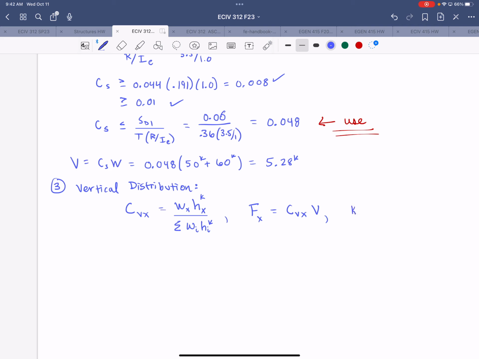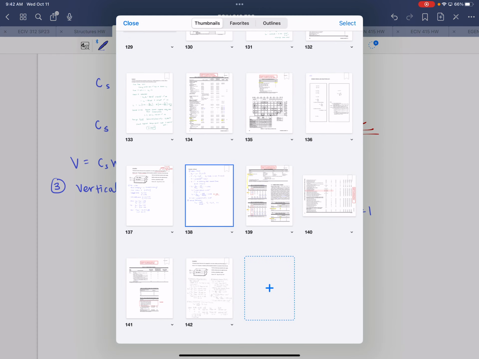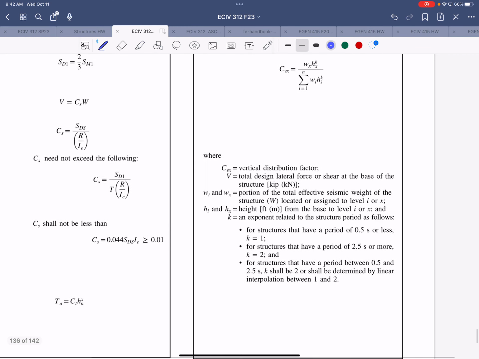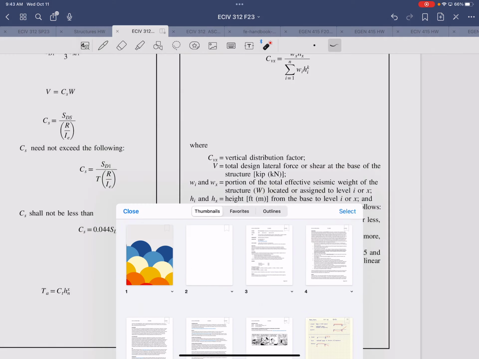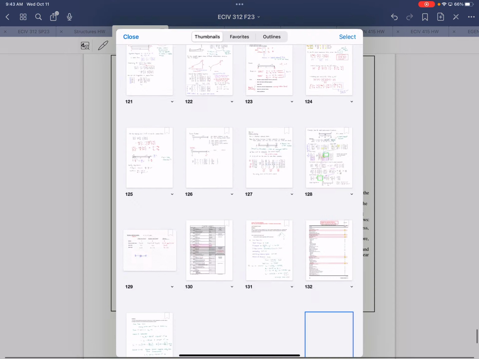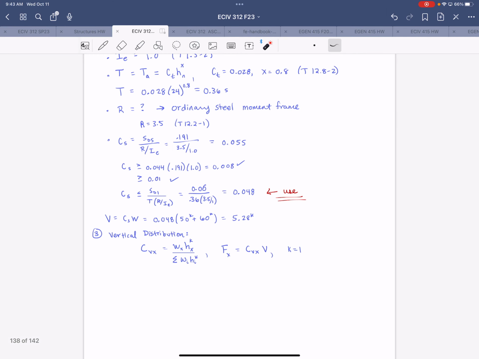So in this problem, K is equal to 1, right? So remember that K is related to the natural period of the structure. If we go back to the first page in this handout, that is described down here. So if you have a period of 0.5 seconds or less, K is equal to 1. That's also included in the lecture slides from the recorded lecture. So we'll note that here. So K is equal to 1 since T is less than 0.5 seconds. I think it's less than or equal to there.